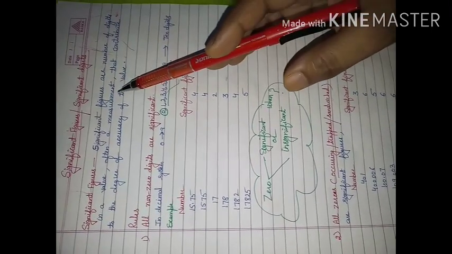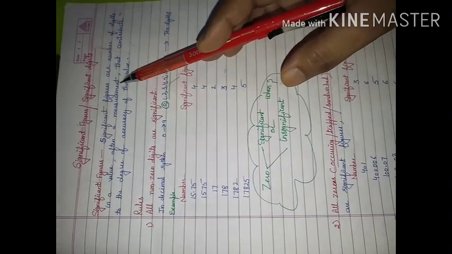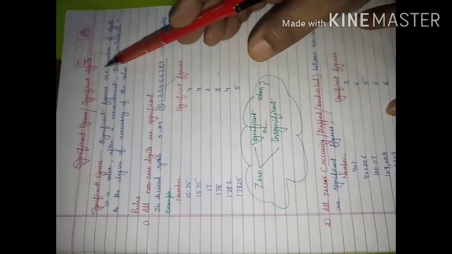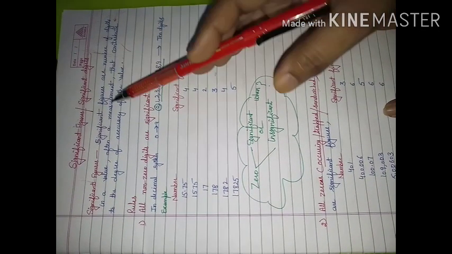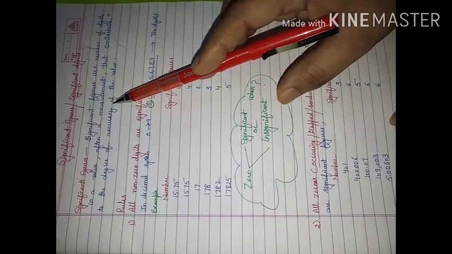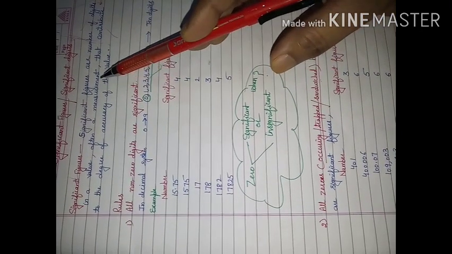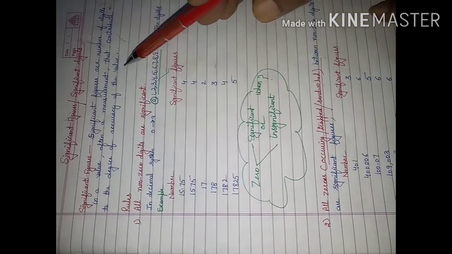It means we are going to have a measurement. If that measurement is going to have more number of significant figures, then degree of accuracy will be more. If it has less significant figures, then degree of accuracy will be less.